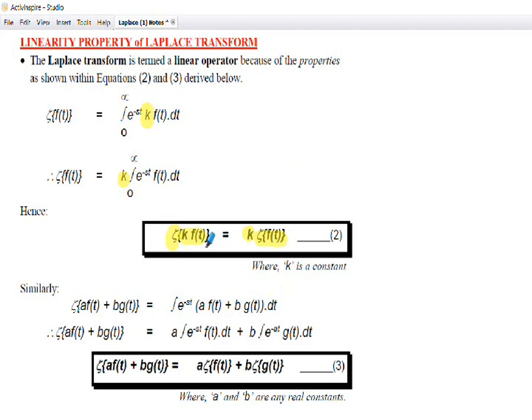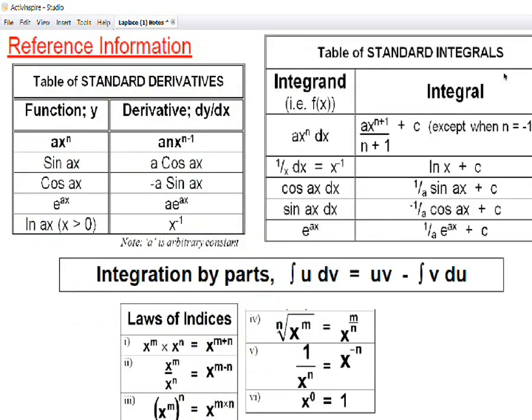Equation 3 is almost the same. The only thing that's different here is we have two functions of t. We have a times a function of t here, and b times a function of t here, and this expression is saying we can take the a outside the Laplace transform and just deal with the function of t, and we can take the b outside the Laplace transform and just deal with the function of t there. Okay, so linearity is something we can make use of, and it does help simplify the problems.